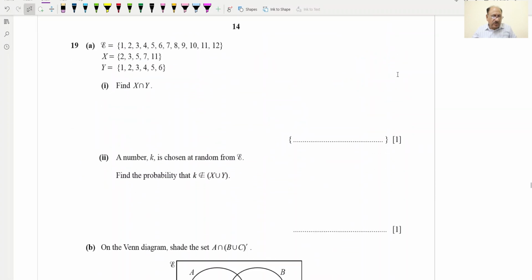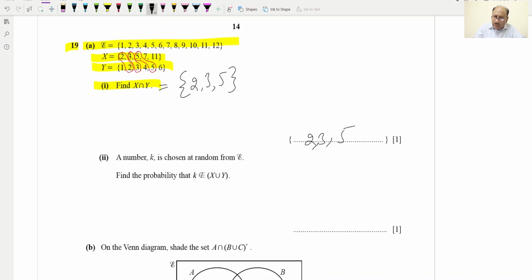Next question is question number 19. Question number 19 says a universal set is given, X is given, Y is given. We have to find X intersection Y. X intersection Y is whatever is common in both. If we check, 2 is common in both, 3 is also common in both, and 5 is common in both. So these 3 are common in both, so we can write X intersection Y is equal to 2, 3 and 5. This will be our answer with the separator comma.